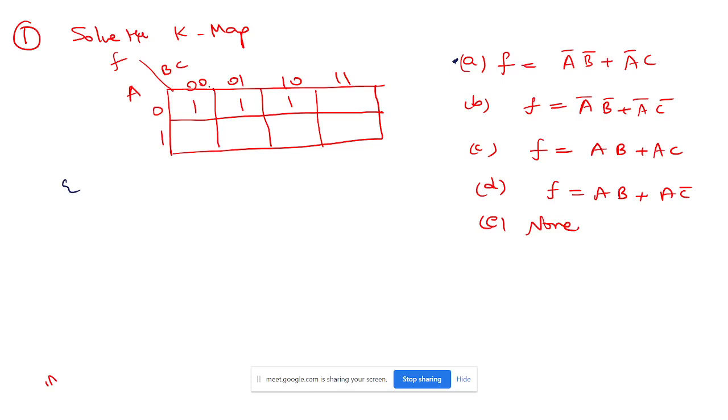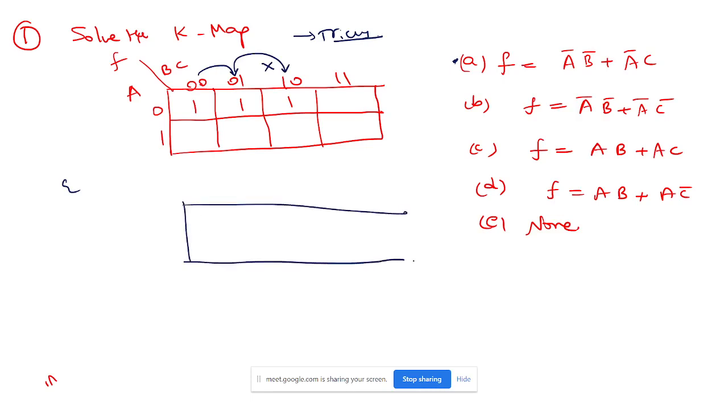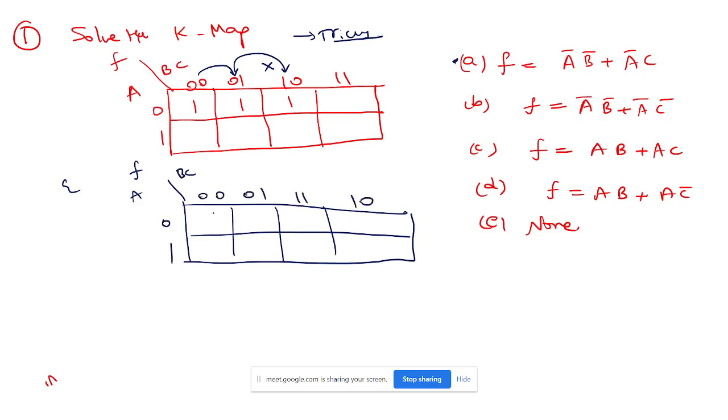Okay, so let's see. First of all, this is a bit tricky. Why am I saying that? You see this code? It has to follow gray code, right? 00, 01, then what is this? The order is wrong here, so we need to rearrange it. One has to quickly check; it will take hardly 10 seconds. Quickly check whether they are in the proper order or not. If they are in order, then we can go ahead with the other things.